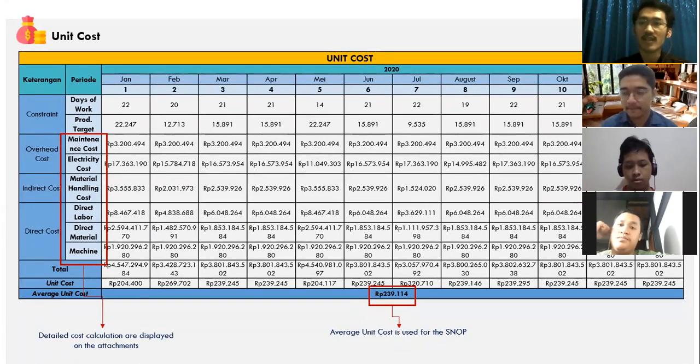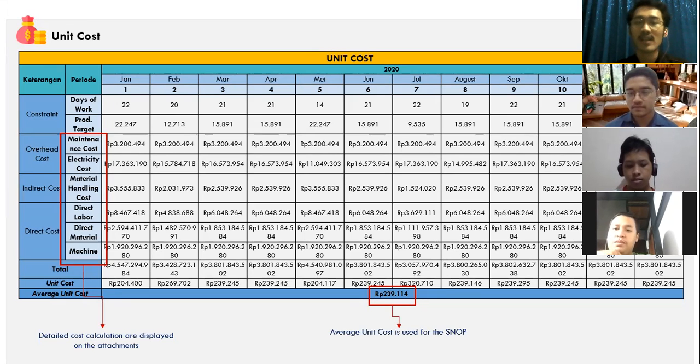Next, we are going to discuss the unit cost. Here we calculate it as an input for the Sales and Operation Planning strategy. The unit cost consists of three main components: direct cost, indirect cost, and overhead cost. Each component has sub-components: for direct cost, there are direct labor, direct material, and machine; for indirect cost, there is material handling cost; and for overhead cost, there are maintenance cost and also electricity cost. These cost components are calculated in detail in the attachments.